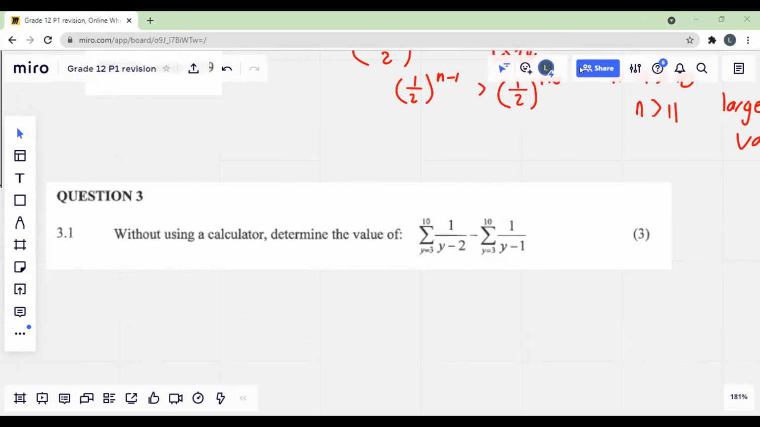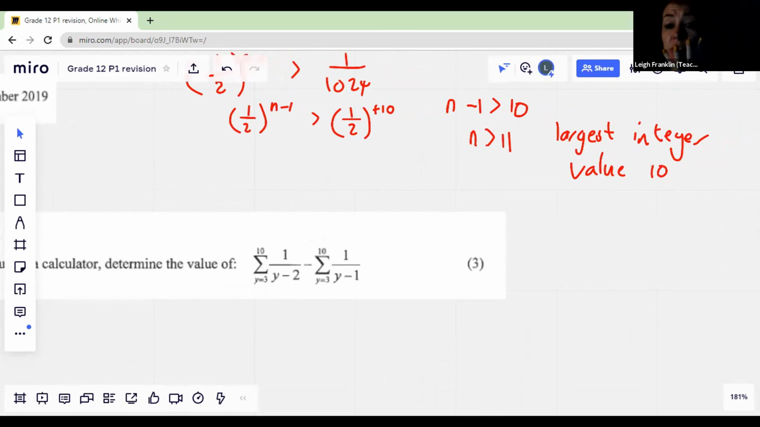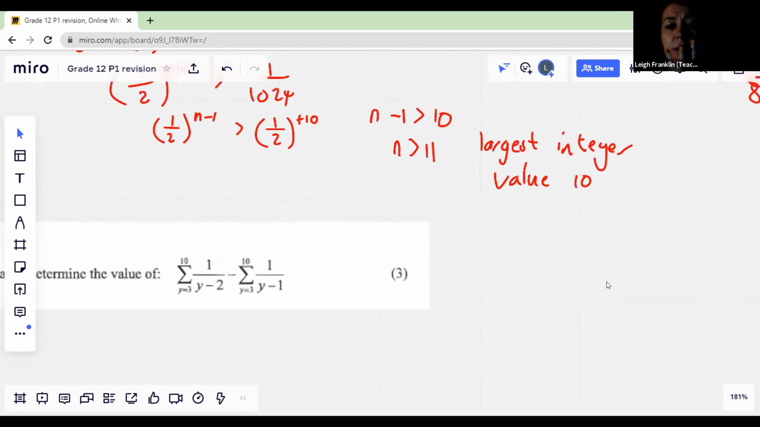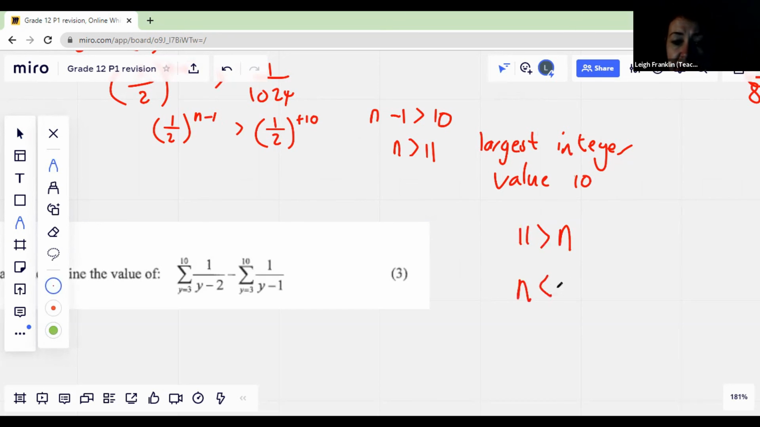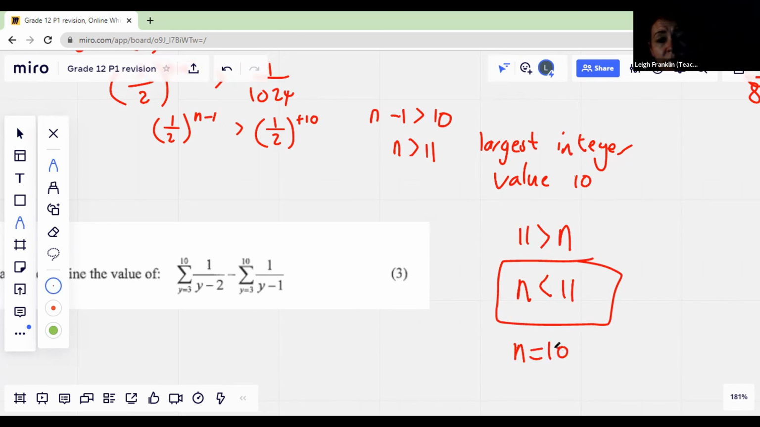I couldn't help but notice the answer still says that this is the answer I got, and it's the same as the answer sheet, and it says 11 is still greater than n. So yes, you're right. If you're saying that 11 is greater than n, what you're really saying is that n is smaller than 11. Which is correct, according to that answer. So if n is smaller than 11, then n would have to be equal to 10.